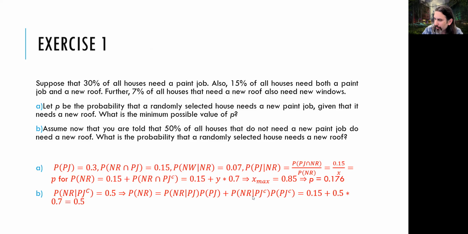Now, we already know that this is 0.5. It's given in this part of the question. And we already know that this is 0.7. Just multiply them and add them together, and we're going to get 0.5 anyways.